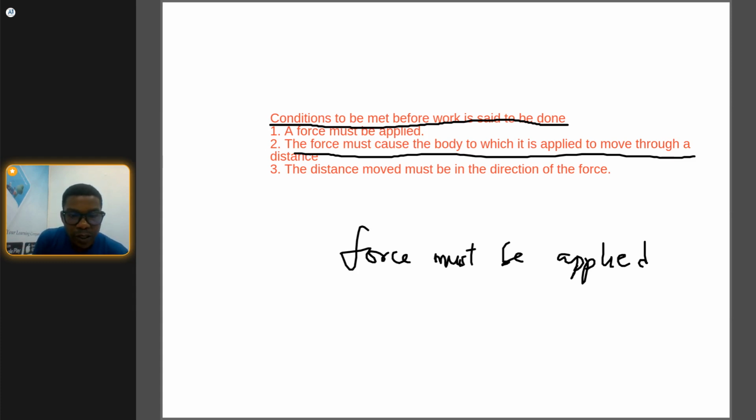Okay? And the third one is that the distance moved must be in direction of the force. The distance moved, that is the movement of that object or the body, must be in direction of the force, like the image we used initially when we were defining force. Okay, it has to be in direction of the force applied. So these three criteria or conditions must be considered before we can say a work is done. It has to be considered first. I believe those conditions are clear to us.